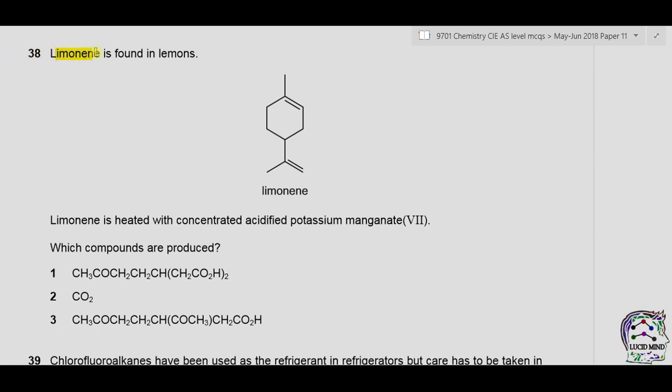Question 38. Limonene is found in lemons. This is the structure of limonene. We have an alkene functional group. Also another alkene functional group is present. Limonene is heated with concentrated acidified potassium manganate(VII). So what will happen? Oxidation of alkene will take place. Which compounds are produced?